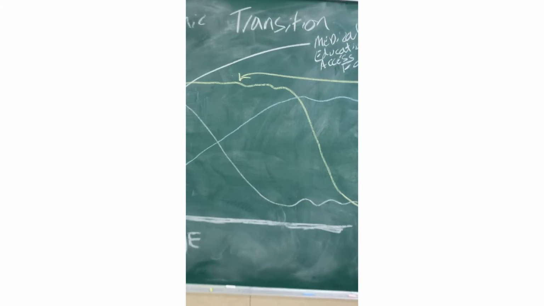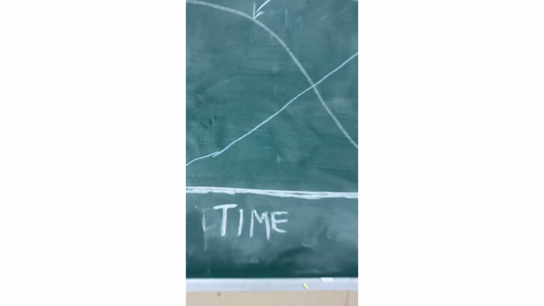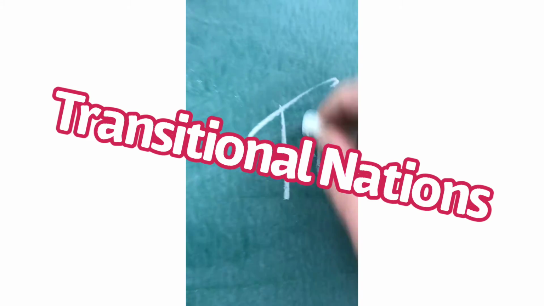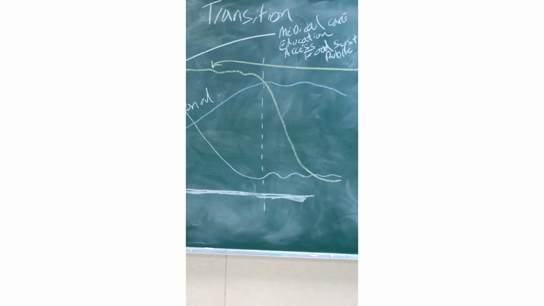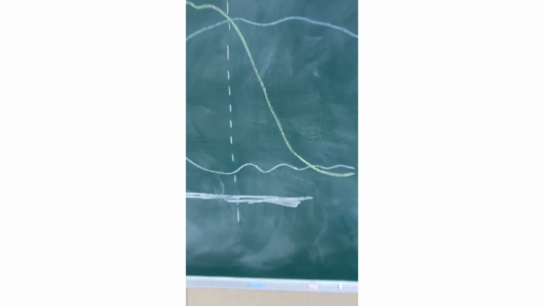Right around here, right when birth rate starts to drop, that marks the end of the transitional phase. Now, transition to what, you may ask? This would be an industrialized nation.